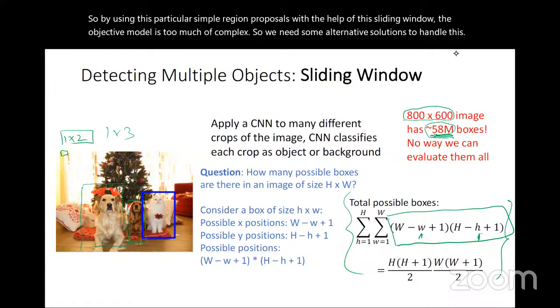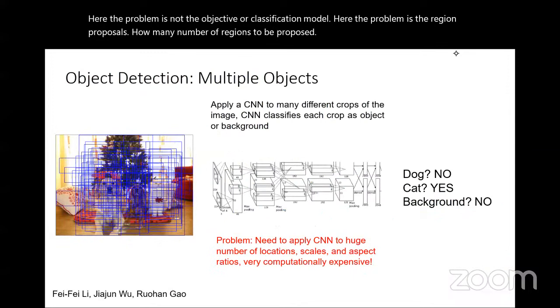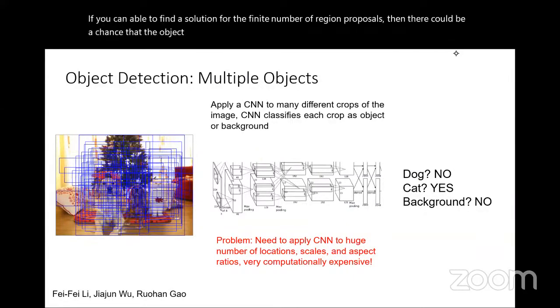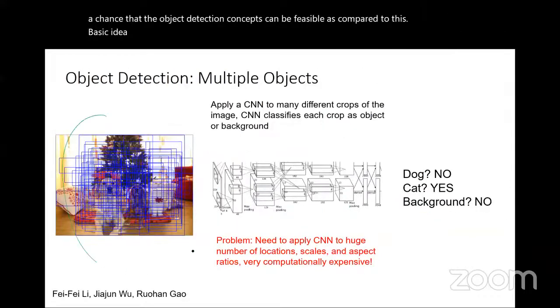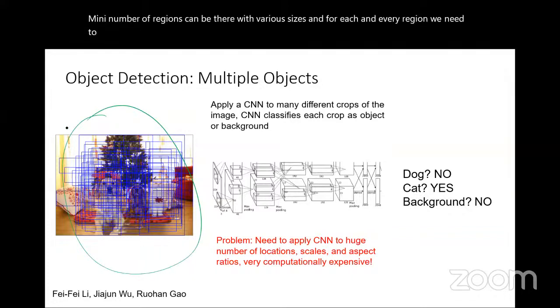Here the problem is not the object detector or classification model. Here the problem is the region proposals. How many regions are to be proposed? If you can find a solution for a finite number of region proposals, then there could be a chance that the object detection concepts can be feasible compared to this basic idea. As you can see, there are many regions with various sizes, and for each and every region, we need to pass it as an input to the CNN model to get the desired output.